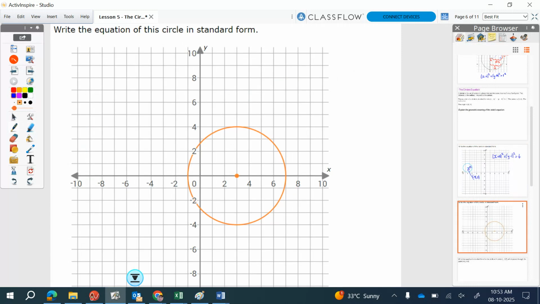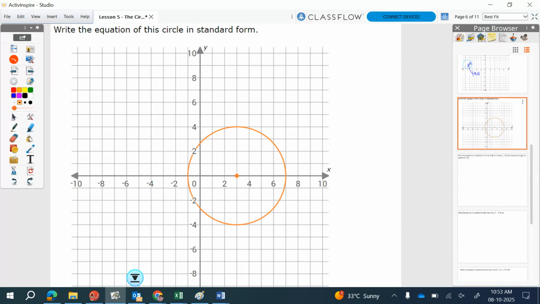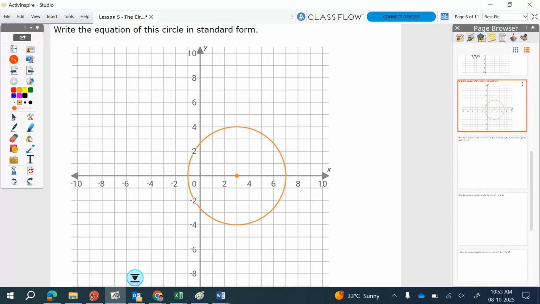Have a go at writing the equation of this one down. The center is 3, 0. The radius is 4. Write the equation of the circle in standard form.